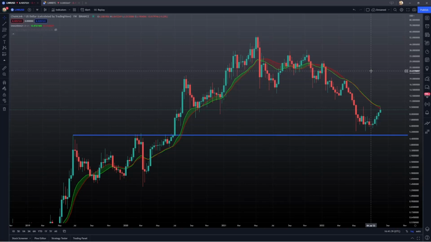Today I'm going to be talking about a longer term Chainlink market update. I'll cover some very key support and resistance levels, my longer term views, and also the Link Bitcoin ratio.